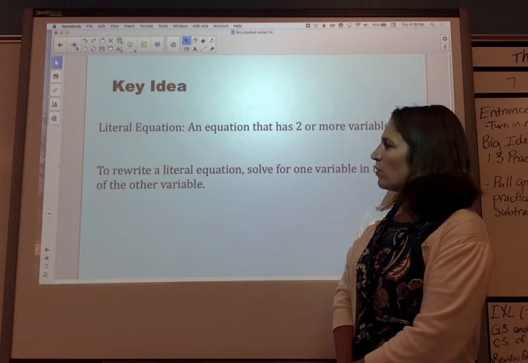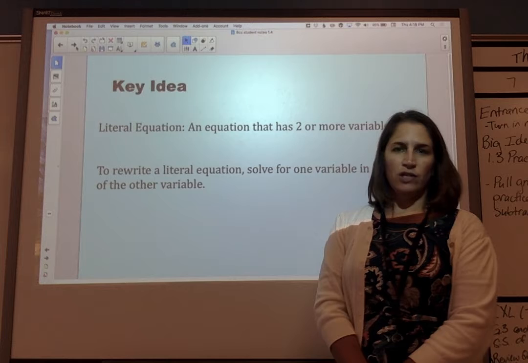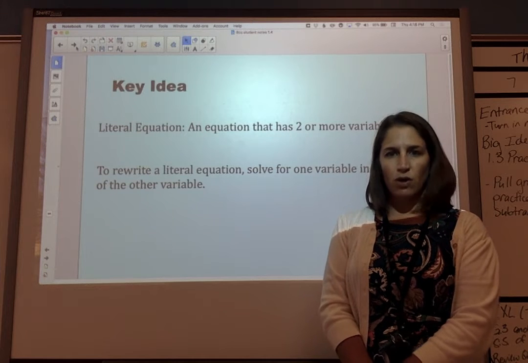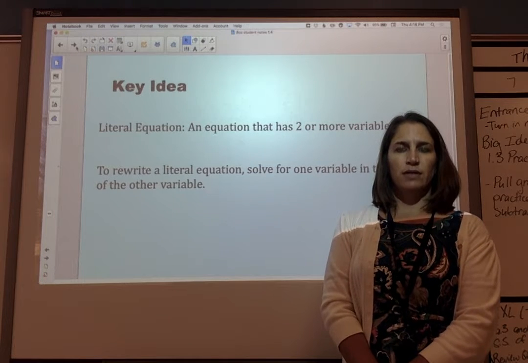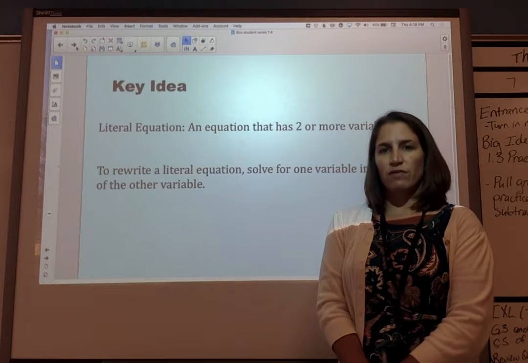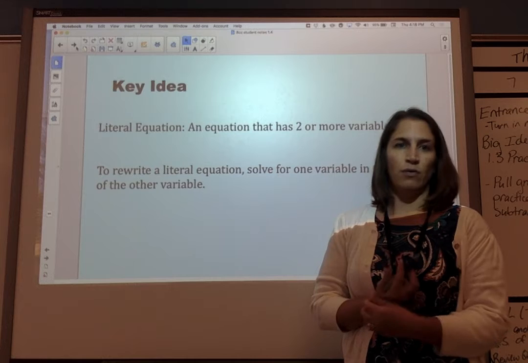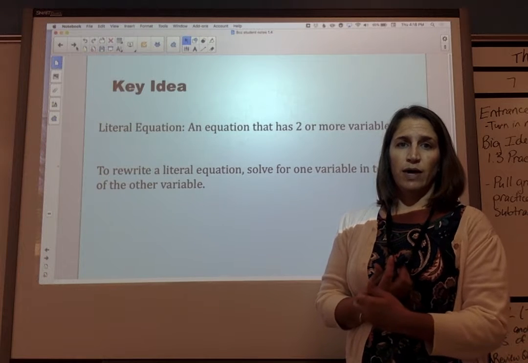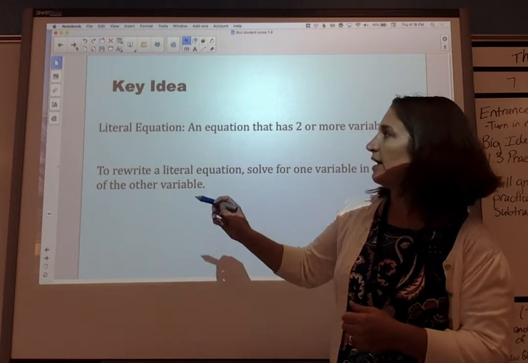And if we're going to rewrite a literal equation, that just means we're going to solve for one variable in terms of the other variable, so that if we know one of the variables, we can figure out what the other one is. So go ahead and pause and get those written down if you don't have them yet.